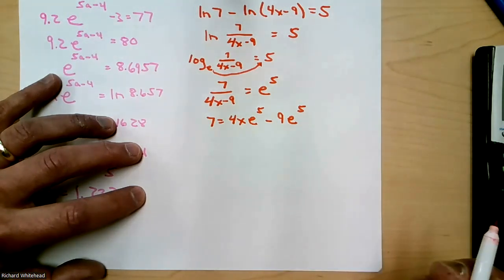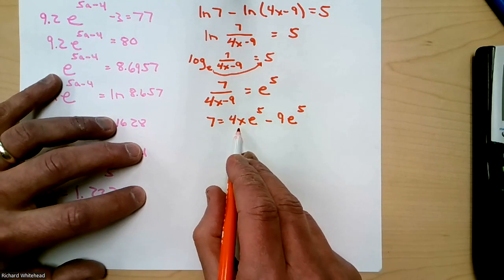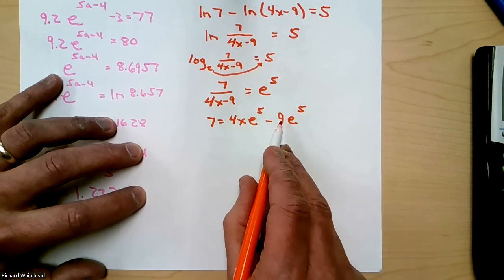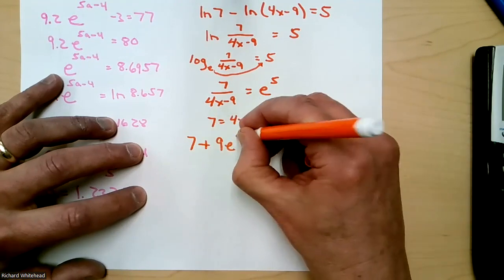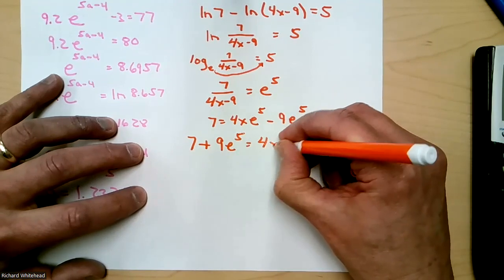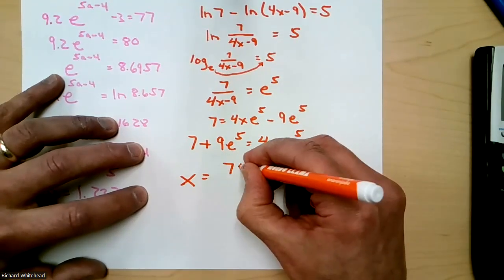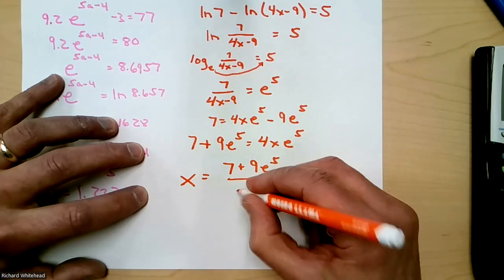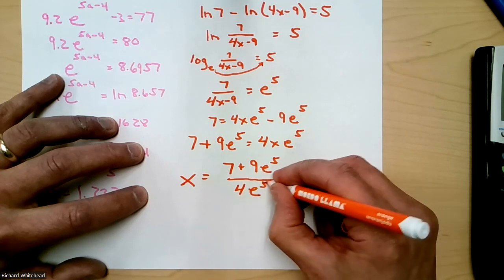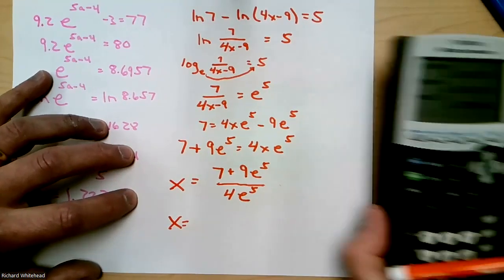Well, think about it this way. Who are we trying to solve for? Oh, we're trying to solve for x. So I got to get x by itself. So if I was doing this problem, what I would do is add the 9e to the 5th to both sides. So 7 plus 9e to the 5th is equal to 4x e to the 5th. Now to get x by itself, we're going to divide out the 4 and the e to the 5th. Like that. So it's just algebra 1, a little bit funkier, but just algebra 1.